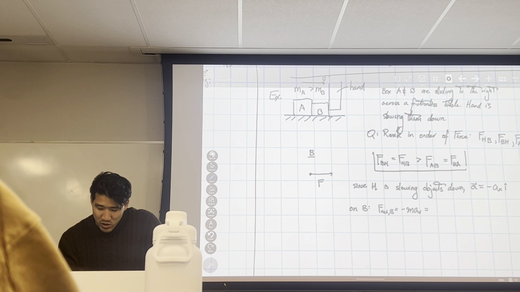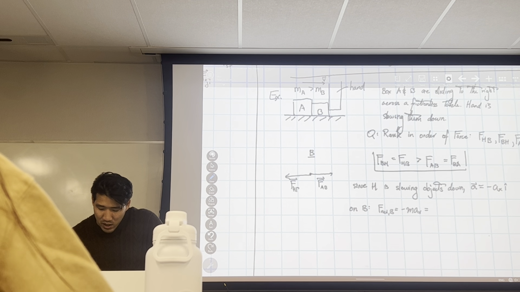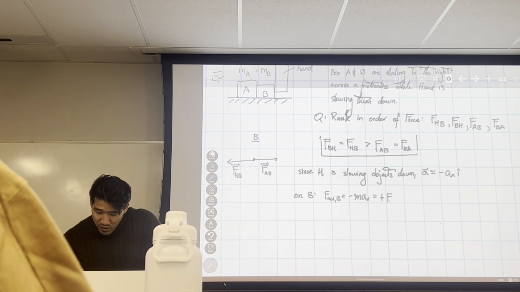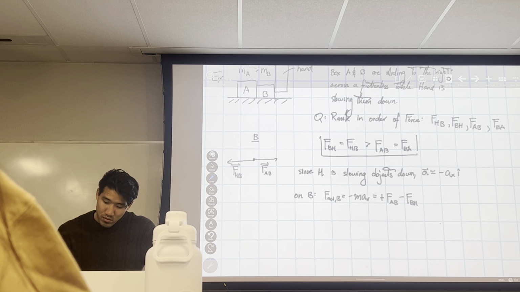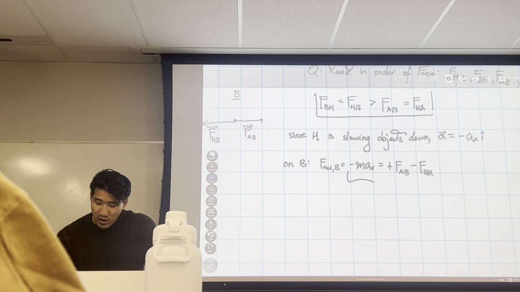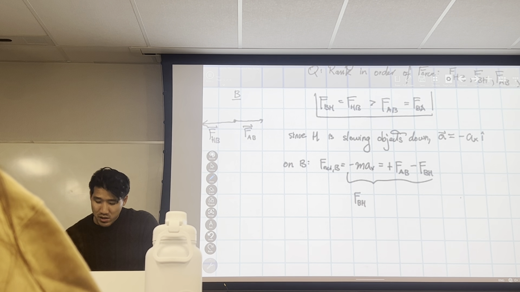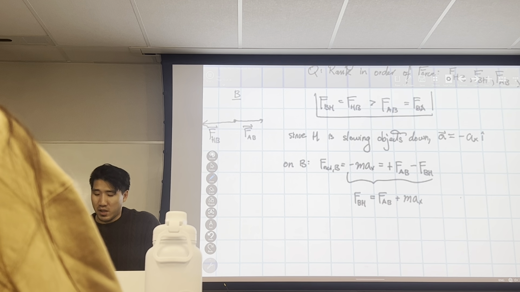This is going to be the force of A onto B. This is going to be the force of the hand onto B. So we have positive F_AB minus F_BH. From here, we can arrange to get that F_BH is going to be F_AB plus the mass times the acceleration in the x direction.